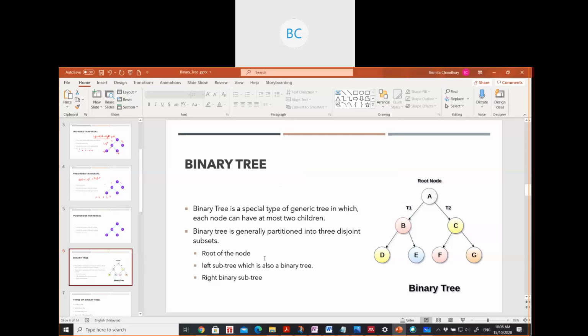That means what? In case of binary tree, each of the nodes will follow the same thing. Every node will have two children. So even the left subtree and the right subtree will also be another binary tree.